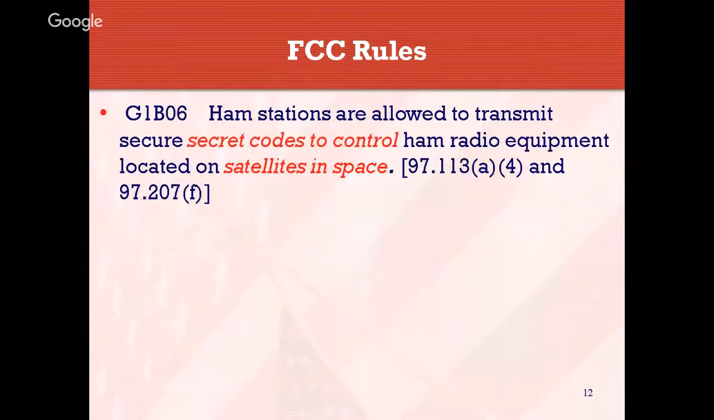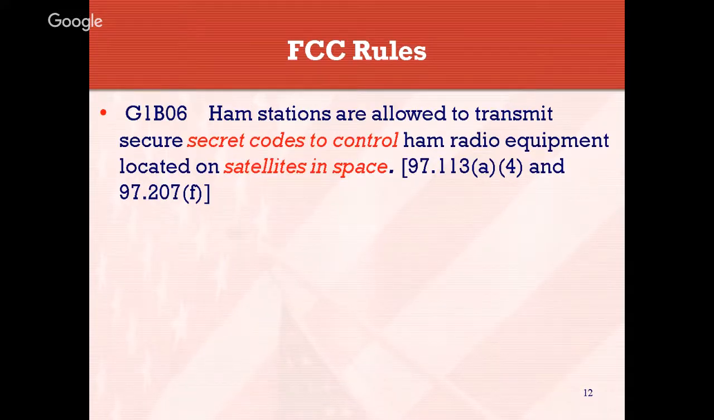All right, ham stations are allowed to transmit secure secret codes to control ham radio equipment located on satellites in space, except for this, except for control signals for satellites. And there's about 100 ham radio satellites in orbit right about now, I think. I don't know if all of them are actually active or in use, but they are up there.